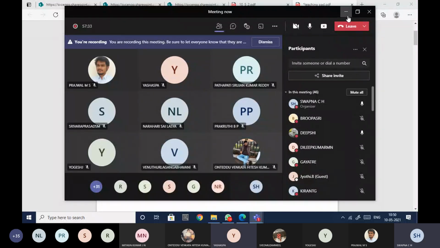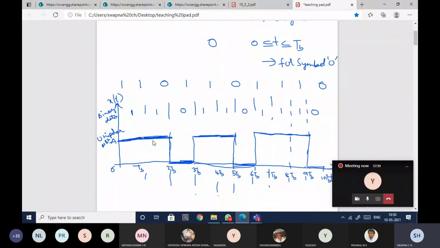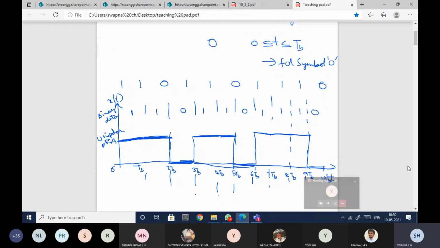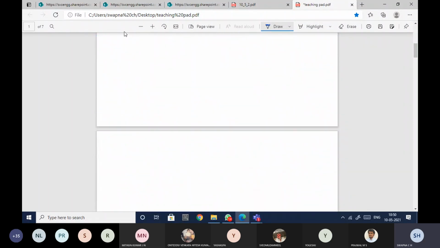Yes, ma'am. It is said to be unipolar because we are representing with only one level, only the positive level. That is the reason it is said to be unipolar. Now I want you people to draw for 0, 1, 1, 0, 1, 1, 0, 0. Quickly draw it and show.